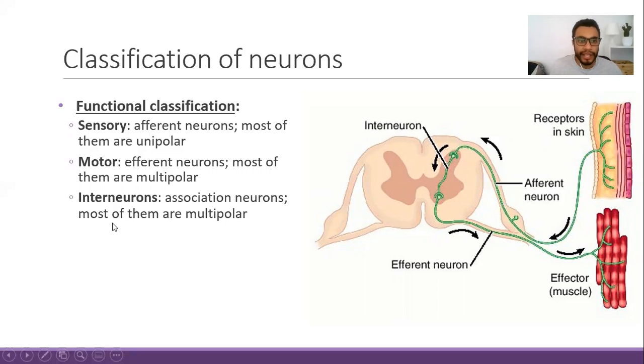Then here, right in the middle, we have interneurons. They are association neurons that make the connection between the dorsal horn and the anterior horn of the spinal cord. Most interneurons are multipolar as well, as are the efferent neurons or motor neurons, which emerge from the anterior horn of the spinal cord towards the effectors or the muscles.